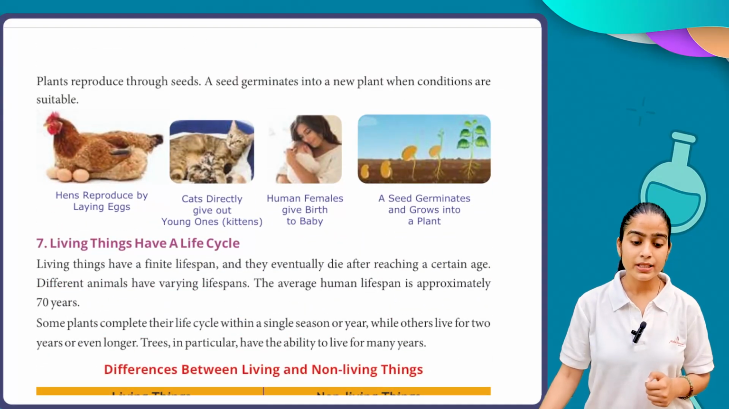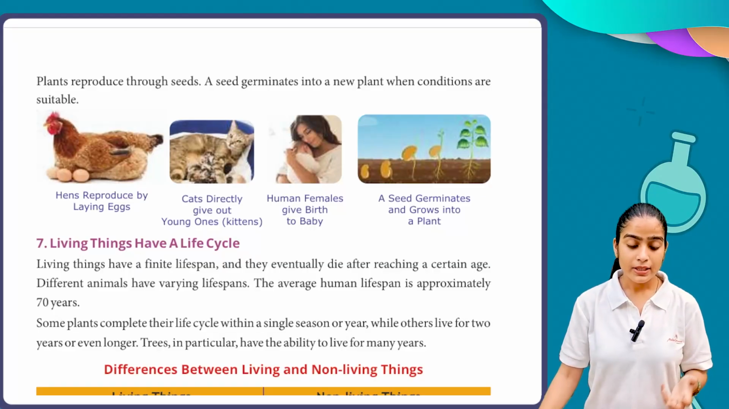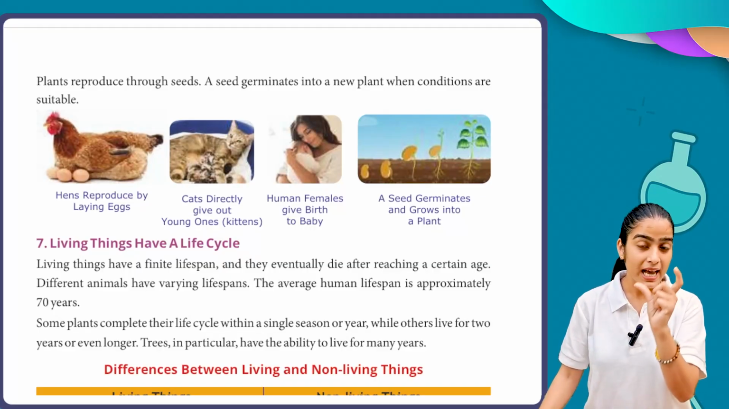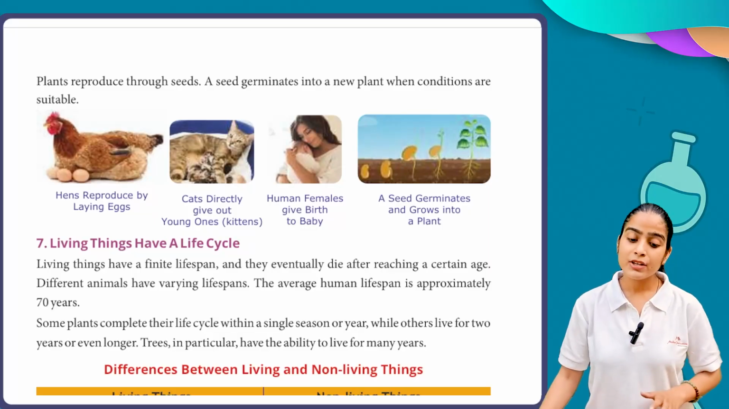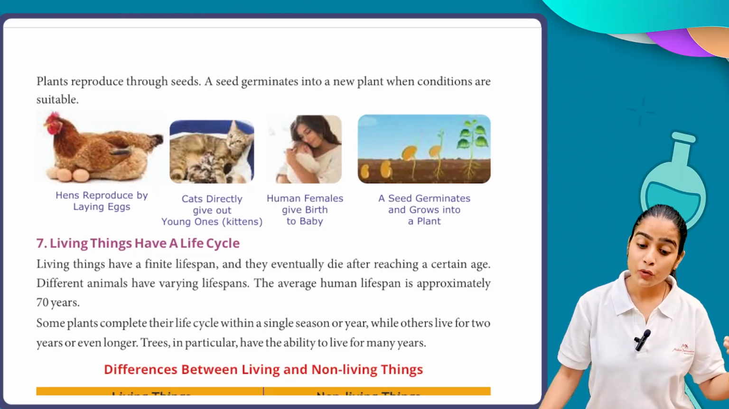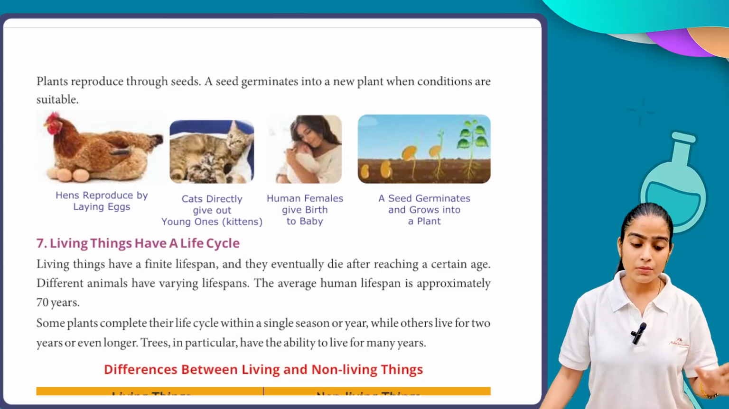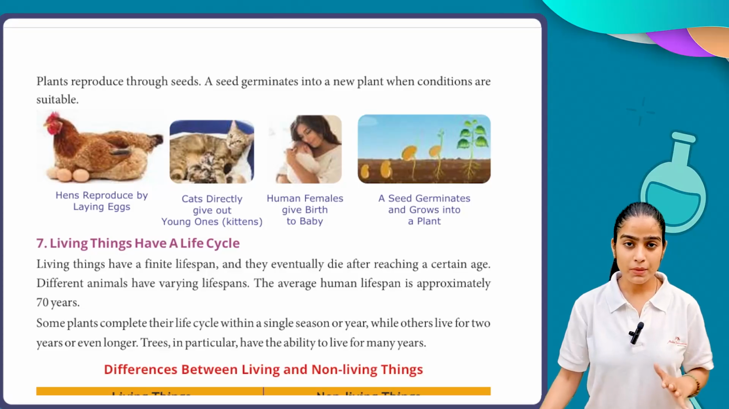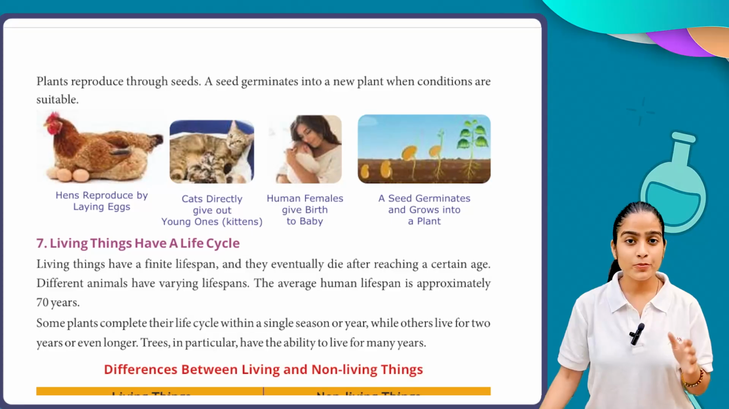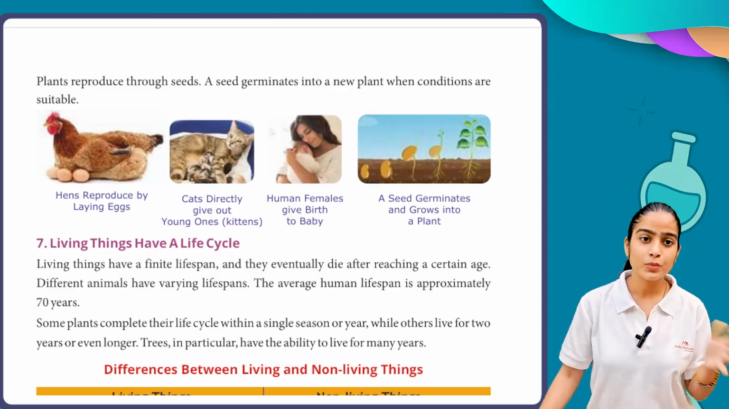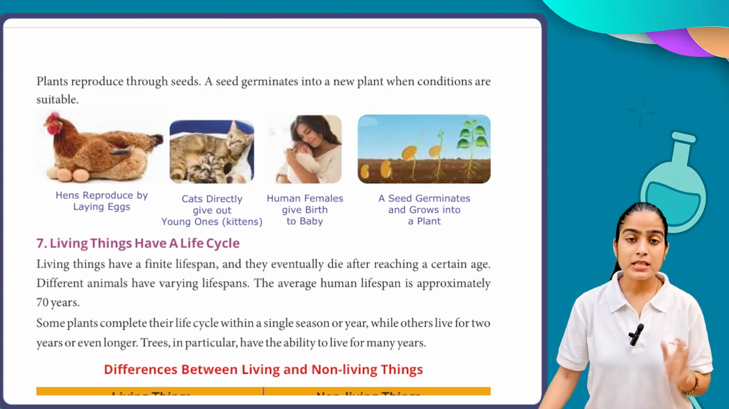Next, we have living things have a life cycle. Living things have a finite lifetime. Finite means a countable number, right? For example, we have a particular time on this earth and we eventually die after reaching that particular age. Different animals have varying lifespans. The average human lifespan is approximately 70 years. So you and me, we are all human beings and we have a last age on this earth. It could be 70 years, it could be sooner, it could be later, but the approximate estimate is about 70 years.